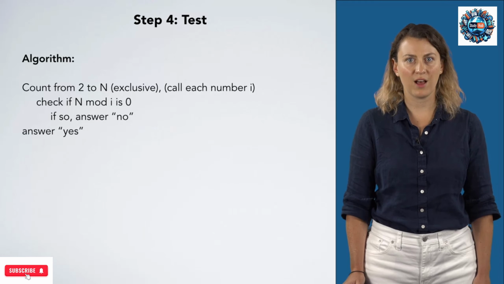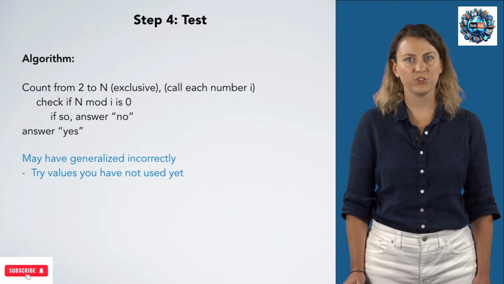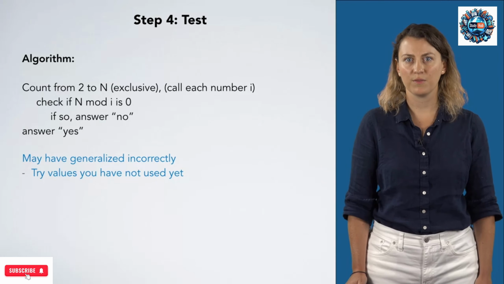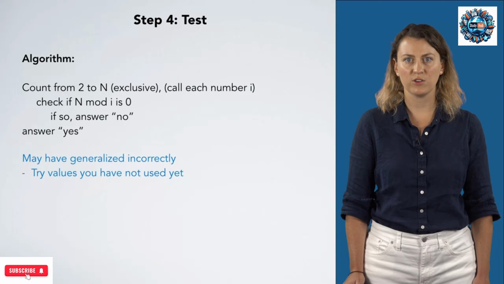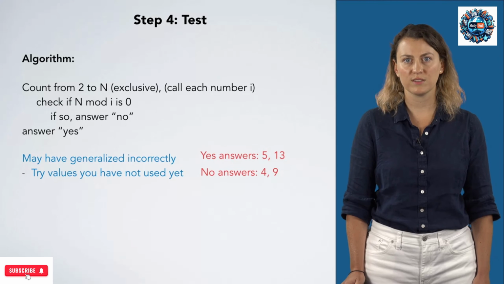Now we're ready for step 4. We have a general algorithm, we think, but we may have generalized incorrectly. It may be that there was something special about the two numbers we picked, and we didn't come across something that made it have other behavior. So we want to test with values we haven't used yet, such as other yes answers like 5 and 13, and other no answers like 4 and 9 to work through this and see if we're getting the right answer. The more values we test, the more confident we will be that this algorithm is correct.